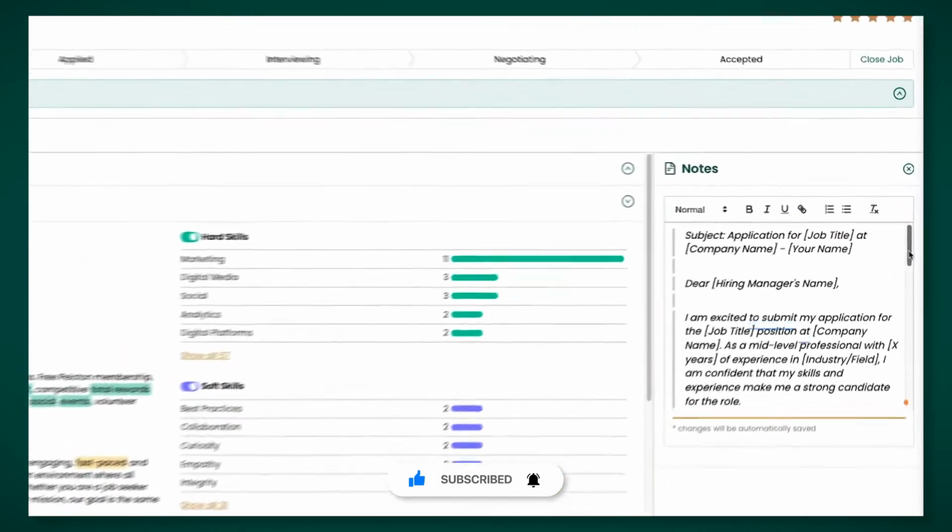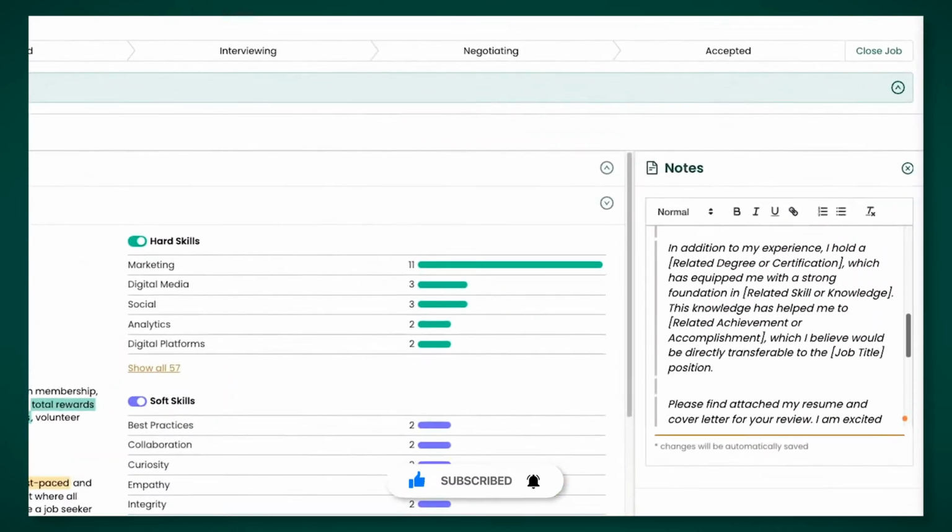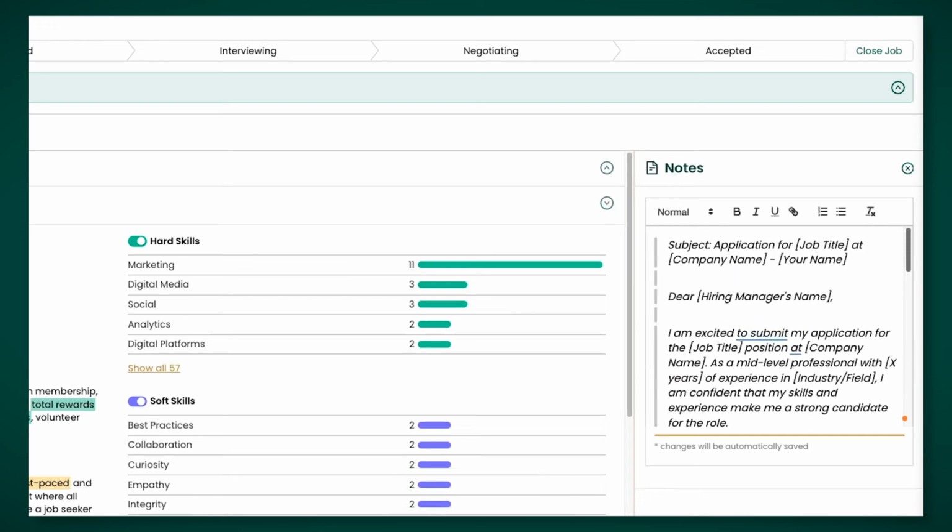I've just written this out in the Notes tab of a saved job in the Teal job tracker, and I'm going to run through what's written here, what you should include, and then a bit about the why so you can take the idea of this and then run with your own information.